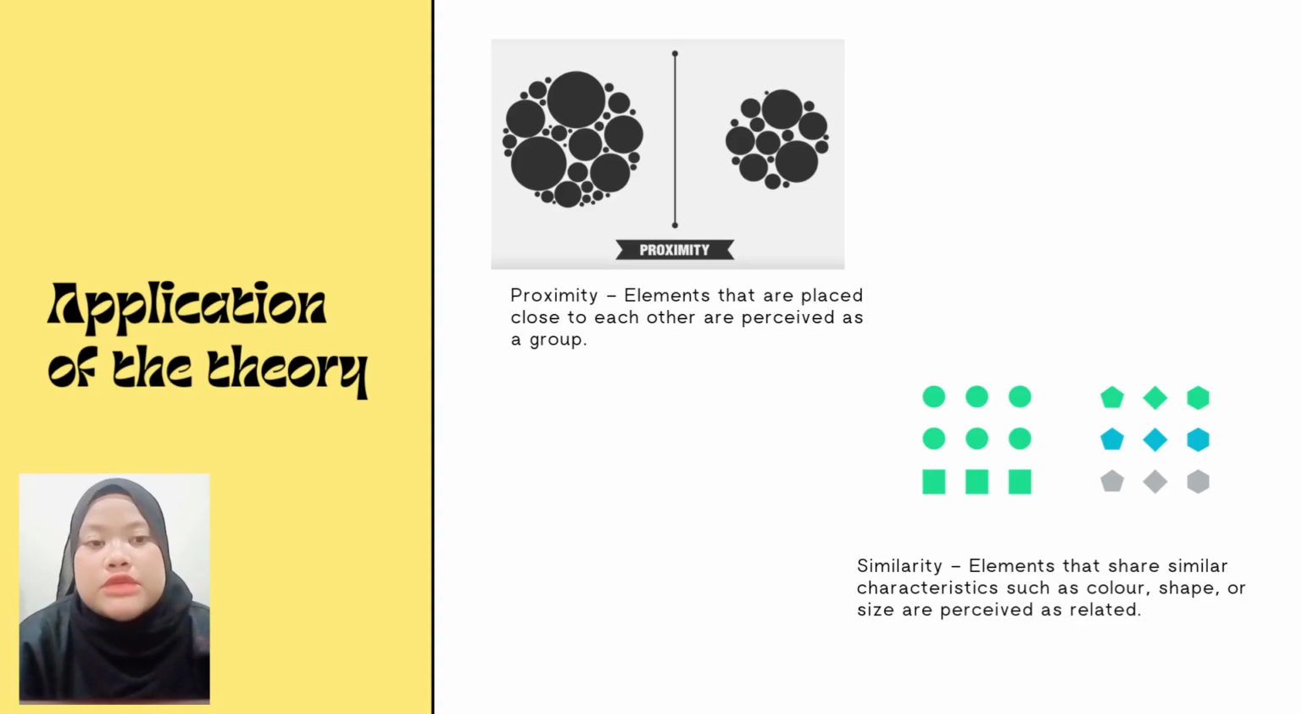Next is similarity. Similarity means elements that look similar in terms of color, shape, or size are perceived as related. It's common to use similar menu icons to show the same function. Next is closure.